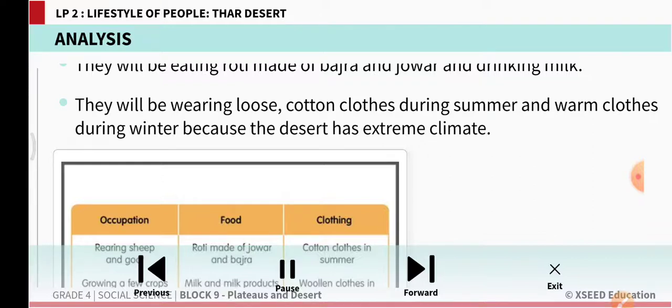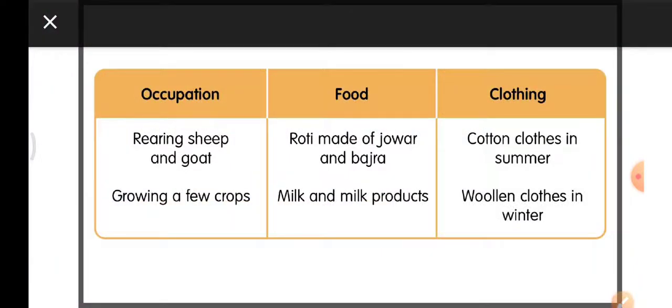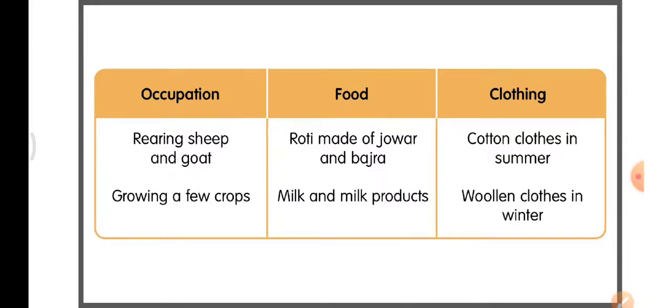Okay, so let us look at this table. We'll also draw this table in our class workbook. We are going to draw the table for occupation, food and clothing in the Thar desert. What kind of work do people do? What kind of food do they eat? What type of clothes do they wear?